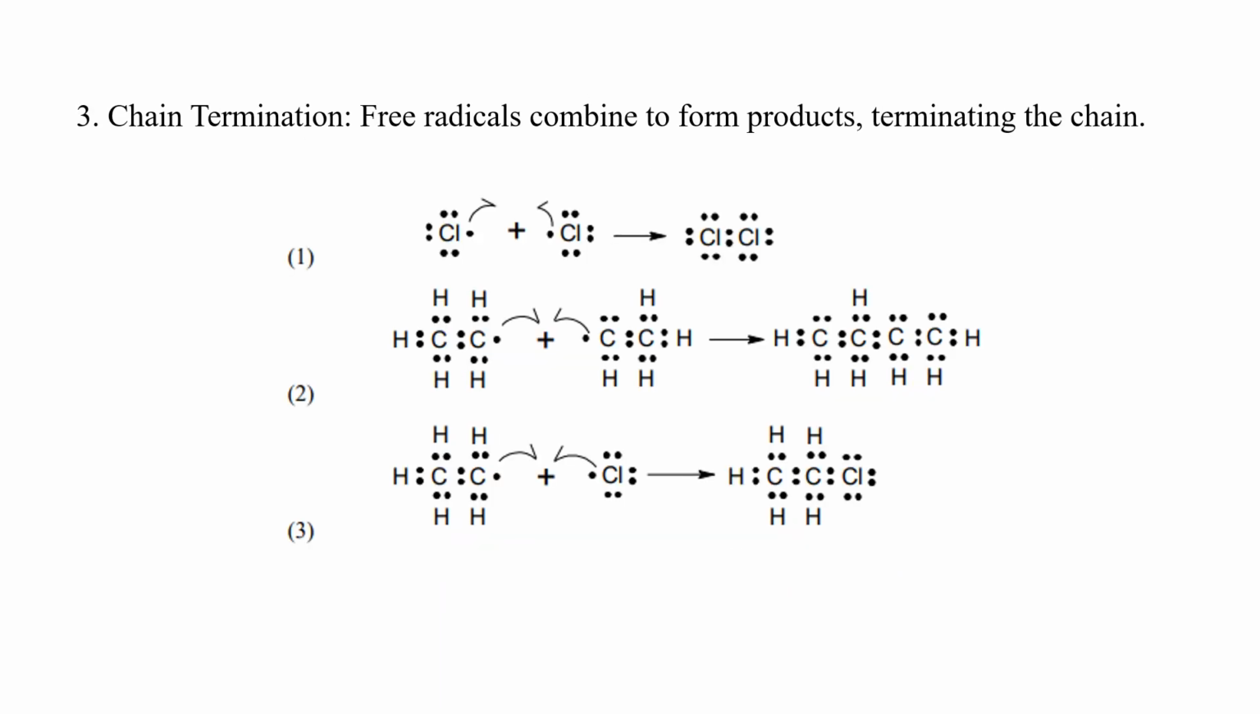During chain termination, that is the end of our reaction, right? So what happens is that the free radicals combine to form products, thereby terminating the chain, right? We are going to have the chlorine radical reacting with another chlorine radical to form chlorine molecule, right? And we are going to have our ethyl radical reacting with another ethyl radical to form butane, right?